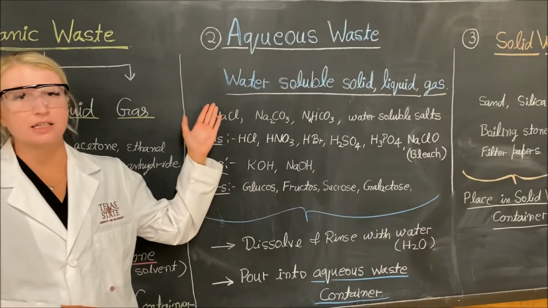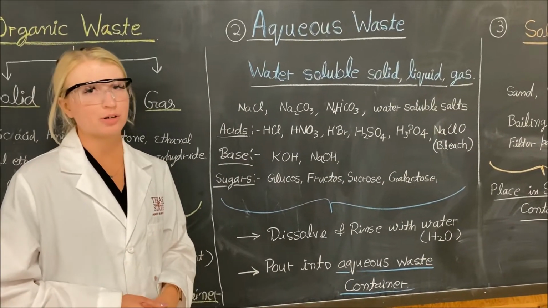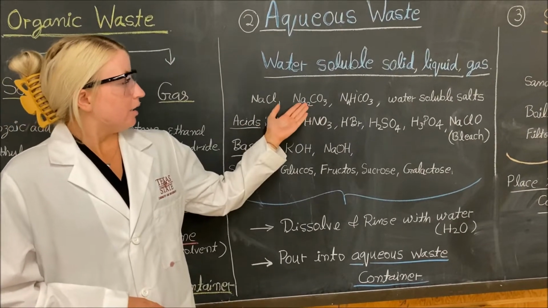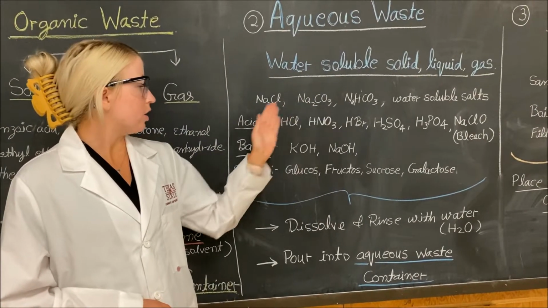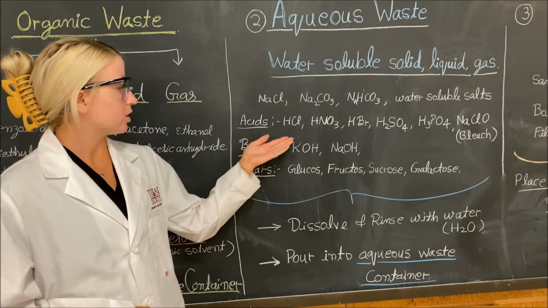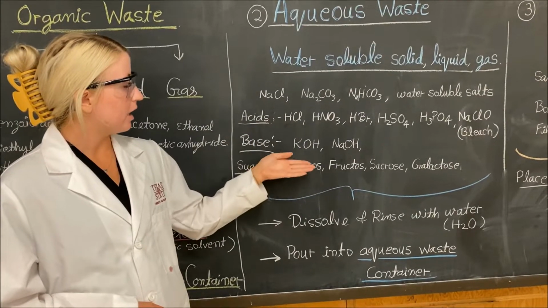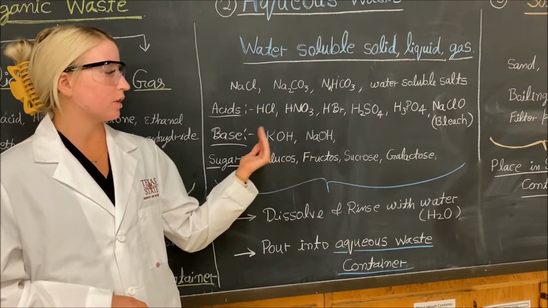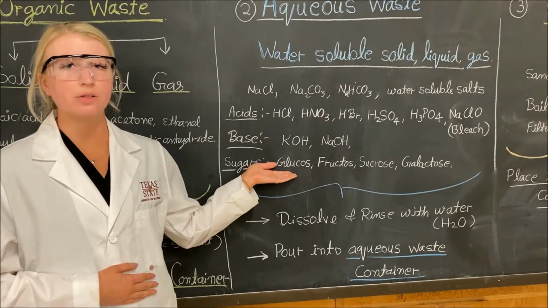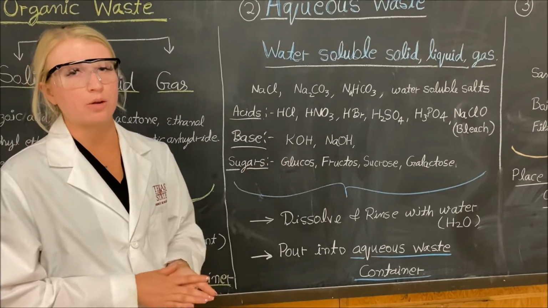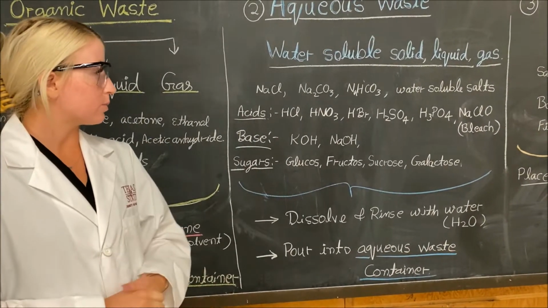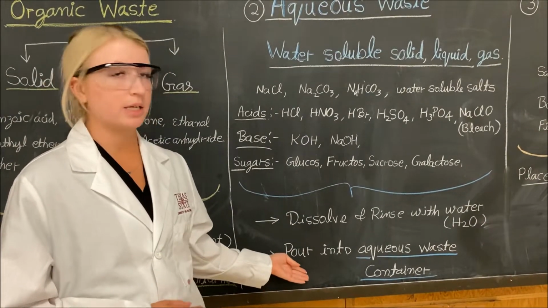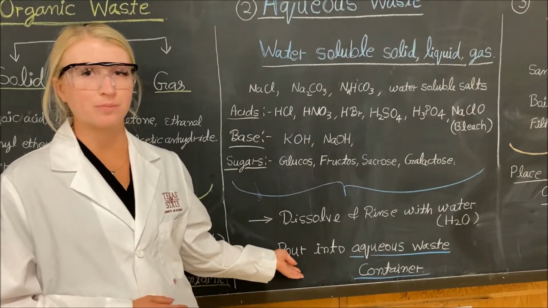For aqueous waste, this is any water-soluble solid, liquid, or gas. Some examples are sodium chloride, other water-soluble salts, acids, bases, and sugars such as hydrochloric acid, potassium hydroxide, and sugars such as glucose, fructose, sucrose, and galactose, which are actually organic compounds, but they are water-soluble, making them aqueous waste. So when you're disposing of aqueous waste, you need to dissolve it in water and pour it into the aqueous waste container, and then you'll rinse with water again.